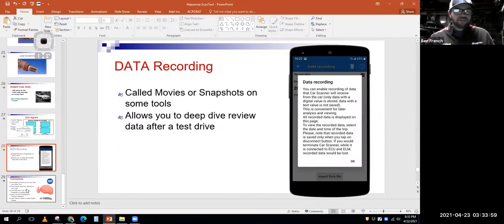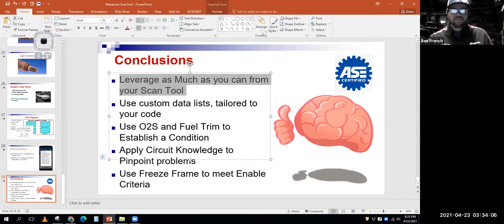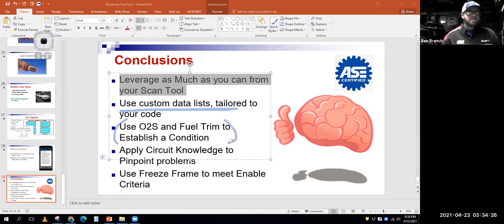So putting all this together, you obviously always want to leverage as much as you can from your scan tool. And that means we're going to use custom data lists to make things easier for us to see, and also to speed up our scan tool, because now we learned a little bit more about those protocols and baud rates. The O2 sensor and fuel trim is really big to establish a condition. Now, we've only talked about fuel trim a little bit. We talked about O2 sensors quite a bit tonight. Next week, we'll go a little bit deeper on the fuel trim side of this thing. Obviously, you saw some great examples of how you really got to apply that circuit knowledge to pinpoint those problems. And we had this example with the Lexus. We also went over coolant temperature sensors again.